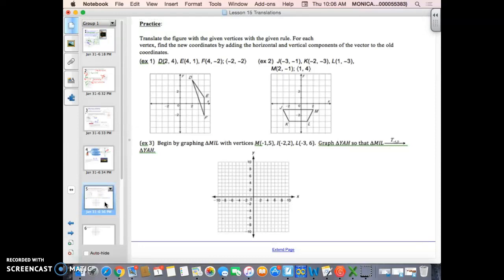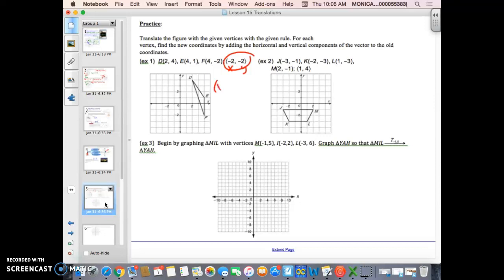This should be pretty familiar to you. So practice. There are several ways that we write a rule for translations. This would be one way. This is vector notation. So we're basically saying that this is what we do to x, and this is what we do to the y coordinate.